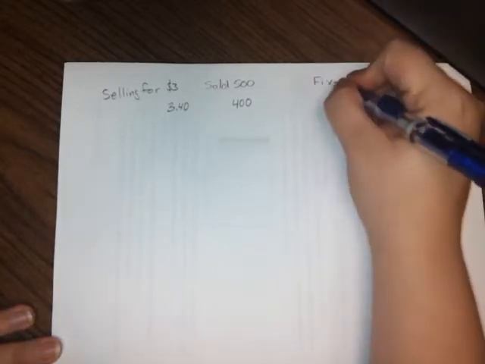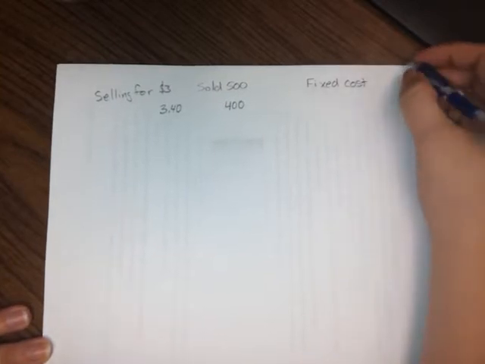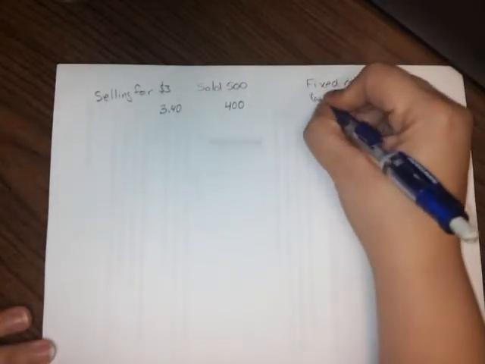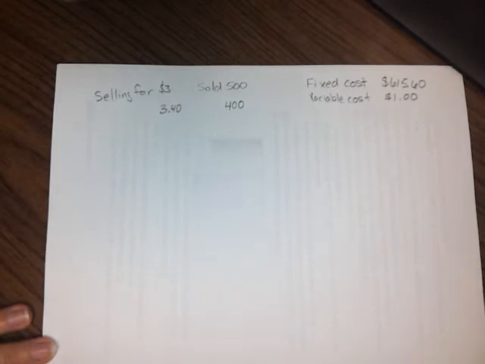Their fixed cost, I'll write that over here, make sure you can still see it. Fixed cost, so just probably like their rent or whatever, electricity, people to man the food concession stand, that was $615.60 per night. And the variable cost was $1 per hamburger. Okay, so every hamburger that they sold cost them $1.